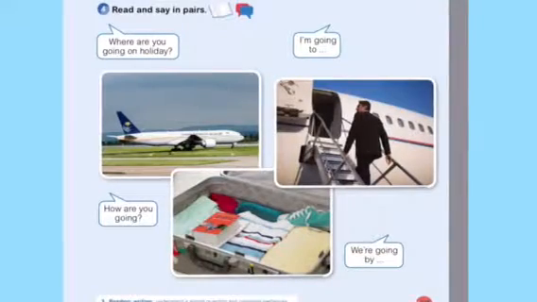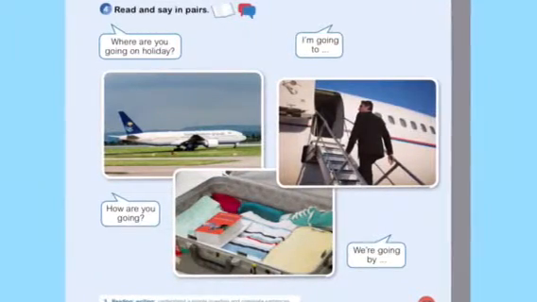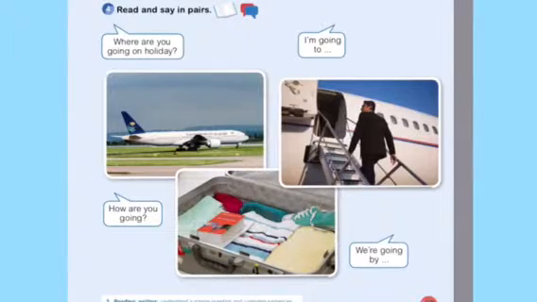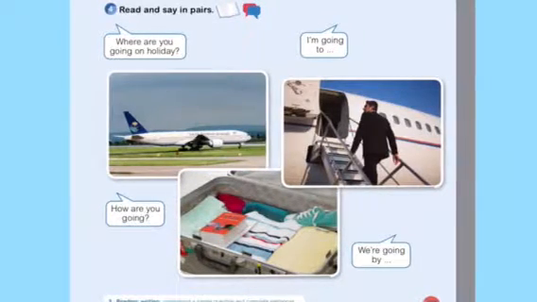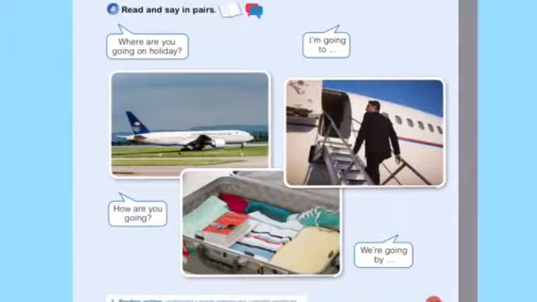Repeat. Where are you going on holiday? I'm going to Jeddah. Let's say an example. How are you going there? We're going by plane, because we have a picture of a plane.